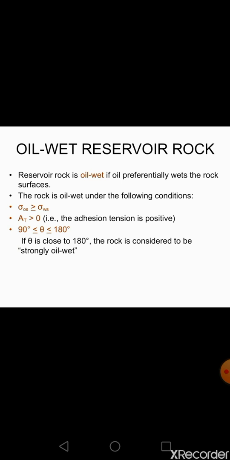Next is oil wet reservoir rock. So the reservoir rock is oil wet if oil preferentially wets the rock surface. The rock is oil wet under the following condition: sigma Os, that is surface tension between oil and solid surface, is greater than sigma Ws, that is surface tension between water and solid surface. In this case, AT is greater than 0, the adhesion tension will be positive, and theta, the contact angle, will be in the range of 90 to 180 degrees. So if theta is close to 180 degrees, the rock is considered to be strongly oil wet.